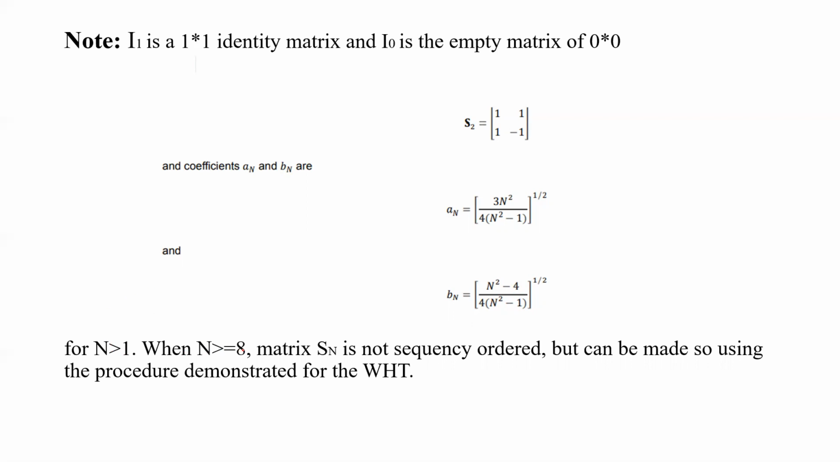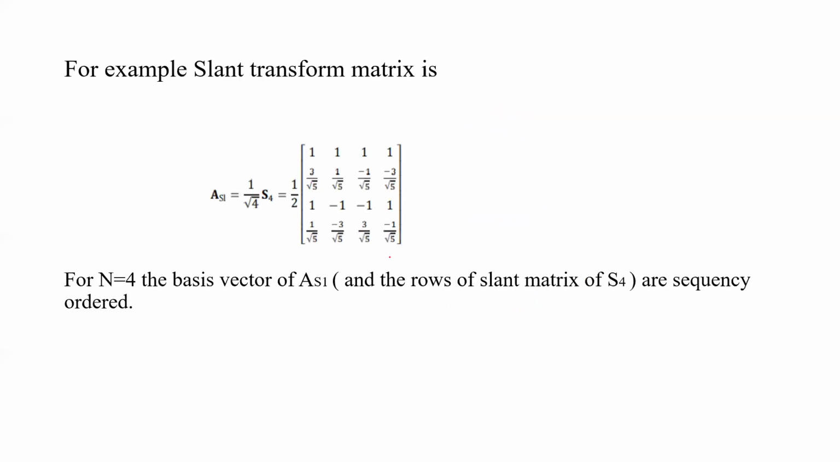When n is greater than or equal to 8, the matrix Sn is not sequentially ordered, but can be made so using the procedure demonstrated for the Walsh-Hadamard transform.